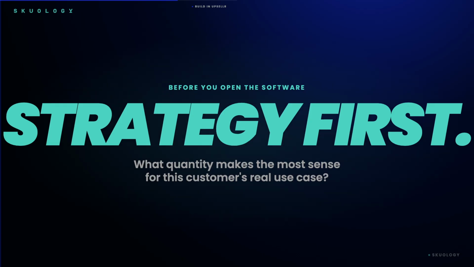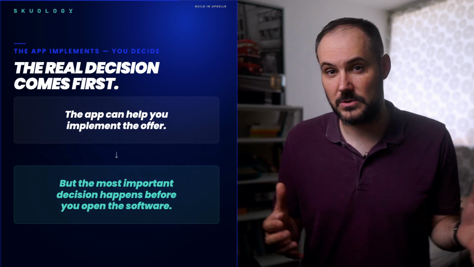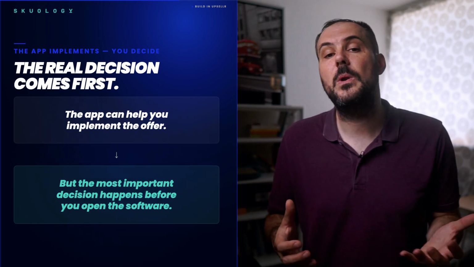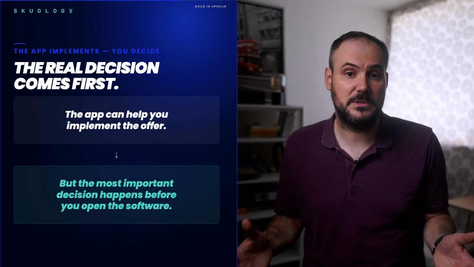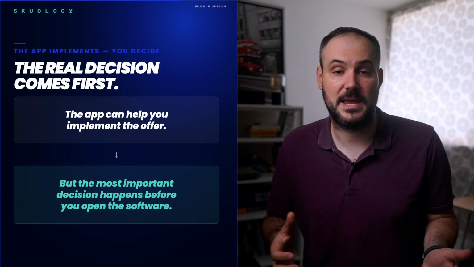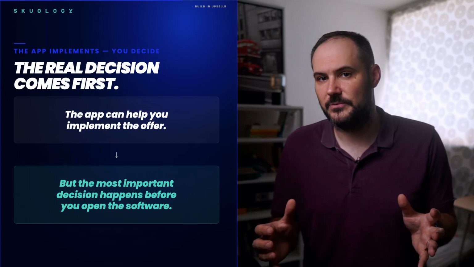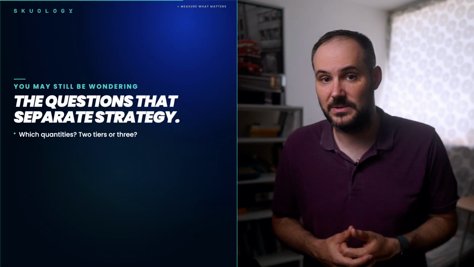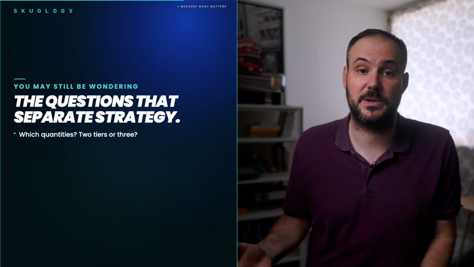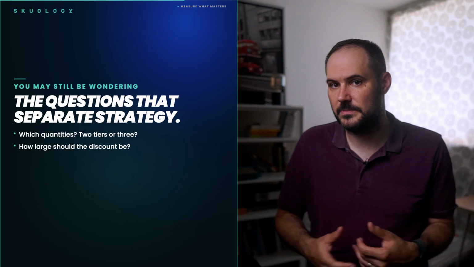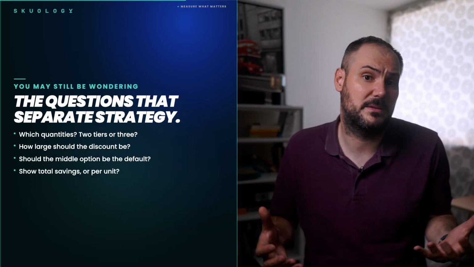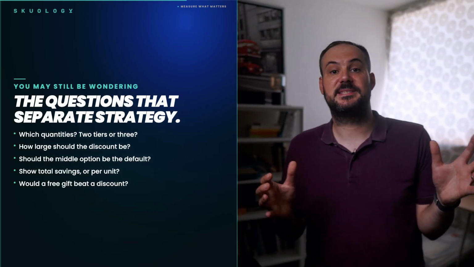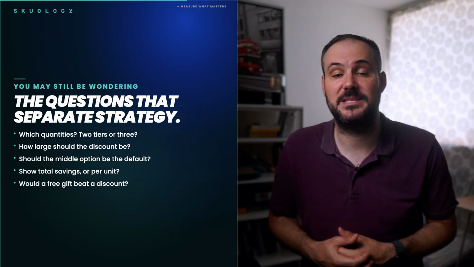At this point, you may still be wondering, which quantities should I offer? Should I use 2 tiers or 3? How large should the discount be? Should the middle option be selected by default, or should I show total savings or per unit? Would a free gift work better than a discount, or will the larger order increase shipping costs? And how do I know whether customers are buying more because of the offer or whether they would have bought that quantity anyway? These are the questions that separate a real quantity strategy from a basic volume discount.